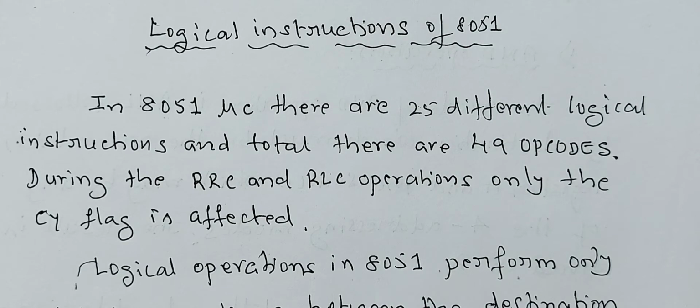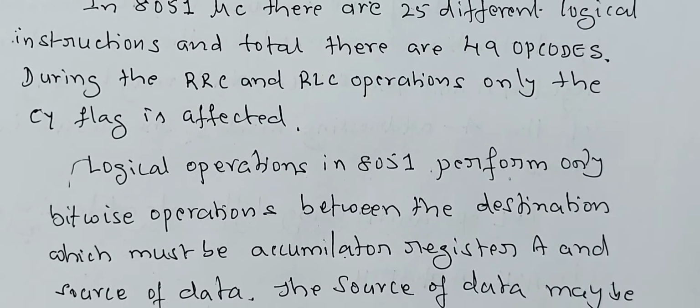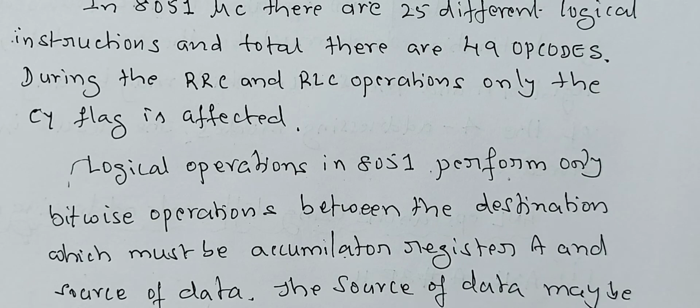So, the instruction consists of the operational code followed by the destination address and source address. Now, there are 25 logical instructions and totally 49 operational codes used for logical operations. In logical operations, no flags of the program status word are affected. Usually, we define 4 flags: auxiliary carry flag, carry flag, and overflow flag, along with parity flag.